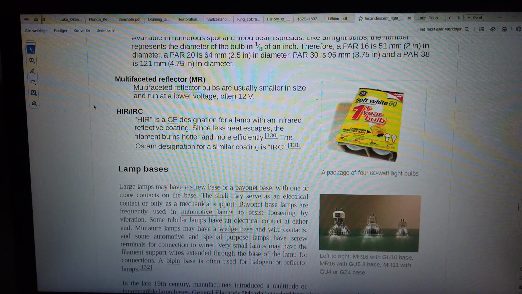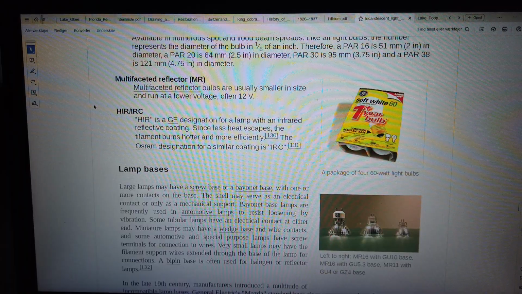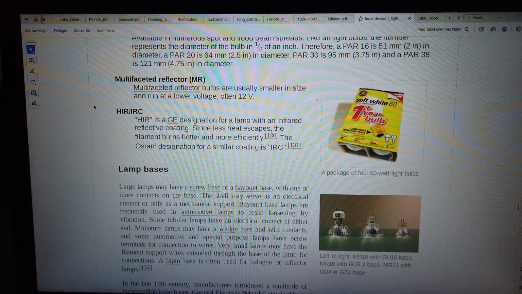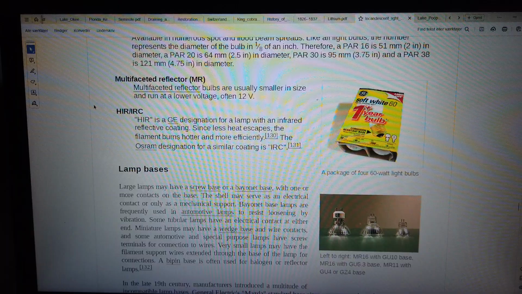Multifaceted reflector, MR. Multifaceted reflector bulbs are usually smaller in size and run at a lower voltage, often 12V. Left to right: MR16 with GU10 base, MR16 with GU5.3 base, MR11 with GU4 or GZ4 base.